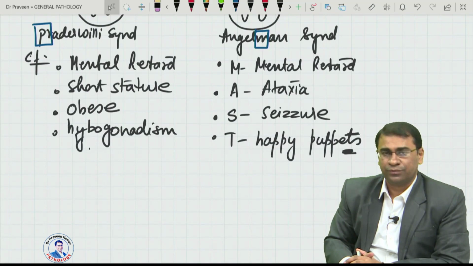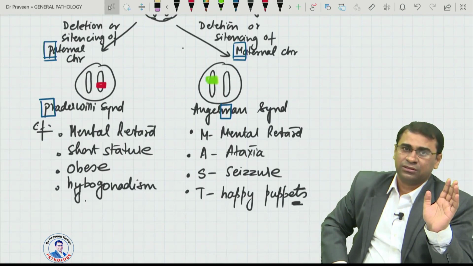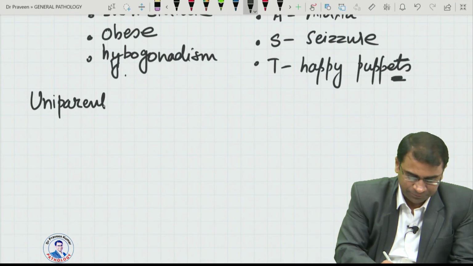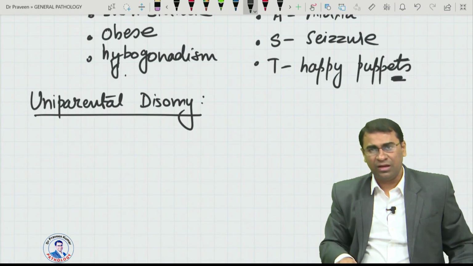Now, it is often asked, out of this deletion and silencing, which is a more common mechanism? Answer is, deletion is more common than silencing. Remember this. Okay? One more thing that you should remember is there's something called uniparental disomy. The uniparental disomy means both the chromosomes are coming from the same parent.